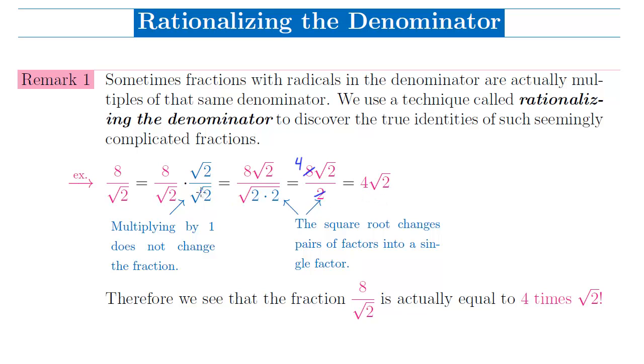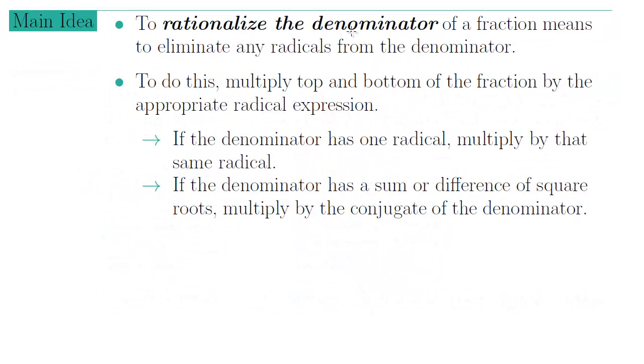And we discovered that by using this trick called rationalizing the denominator. We multiplied by a certain radical to get rid of the root sign in the denominator. Right, to rationalize the denominator of a fraction means to eliminate any radicals from the denominator. So when you see the instructions rationalize the denominator, you should be thinking, I got to get these radicals out of the denominator. How do you get radicals out of the denominator? Well, to do that, multiply the top and the bottom of the fraction by the appropriate radical expression.